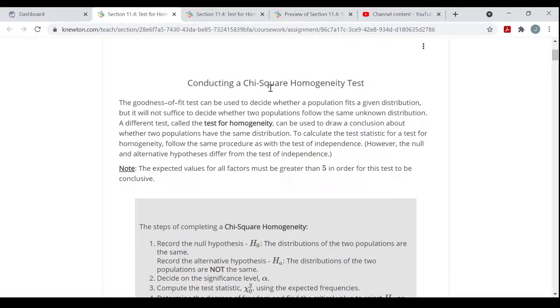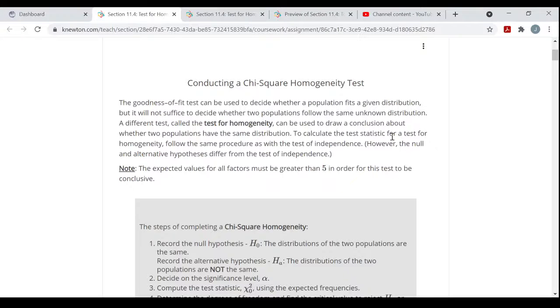Here we're conducting a chi-square homogeneity test. You're going to notice this is basically the same as the chi-square test for independence. All the same steps. The only difference will be the hypotheses: what are we testing? The goodness of fit test, which you've seen, can be used to decide whether a population fits a given population. But it will not suffice to decide whether two populations follow the same unknown distribution. A different test, called the test for homogeneity, can be used to draw a conclusion about whether two populations have the same distribution.